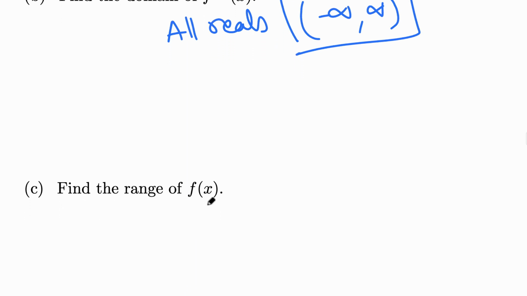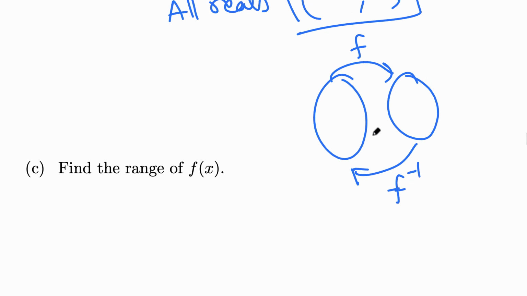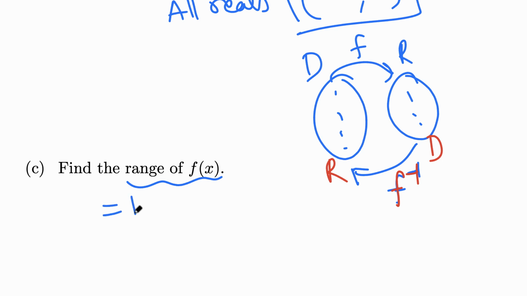Now find the range of the function. Whenever we have f going in this direction, that means f inverse will be going backward in this direction, and the domain of f is this set and the range is this. But for f inverse, let me put it in a different color, this is the domain and range. So it's difficult to find the range, but we know how to find the domain. So the range of f of x is the same as the domain of f inverse.